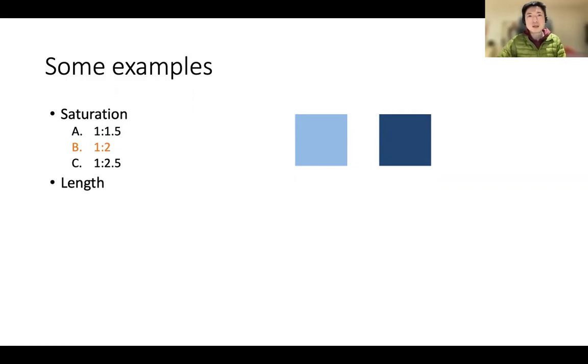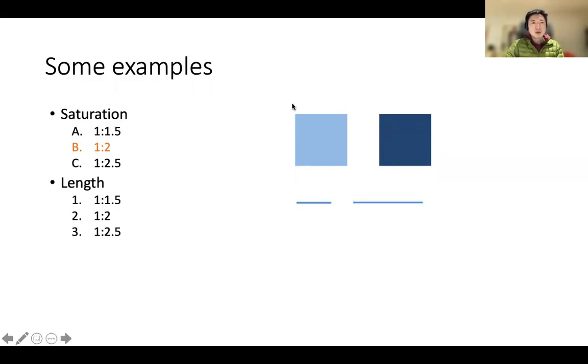Okay, and the next one I'm going to do a bit differently. I'm going to create a poll and make it a bit faster, rather than going through one option after another. The task is the same. We have these two lines, and they have different lengths. So please don't cheat and measure them, but just go by your first impression. Is the second line 1.5 times, twice, or 2.5 times the length of the first one?